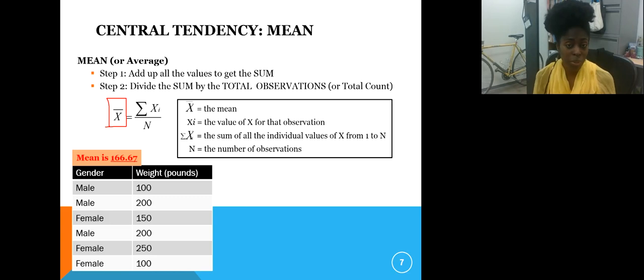So this is an equation for mean, okay? It's saying you take all those Xi's, all those numbers you see there, you add them all up, because that's what the sigma means, and then you divide it by the number of observations, in this case 6. That's it.